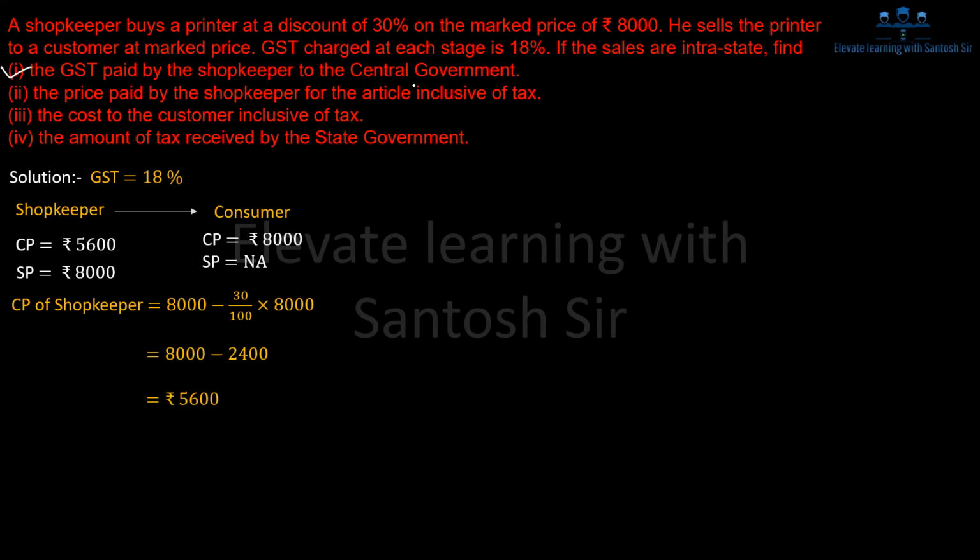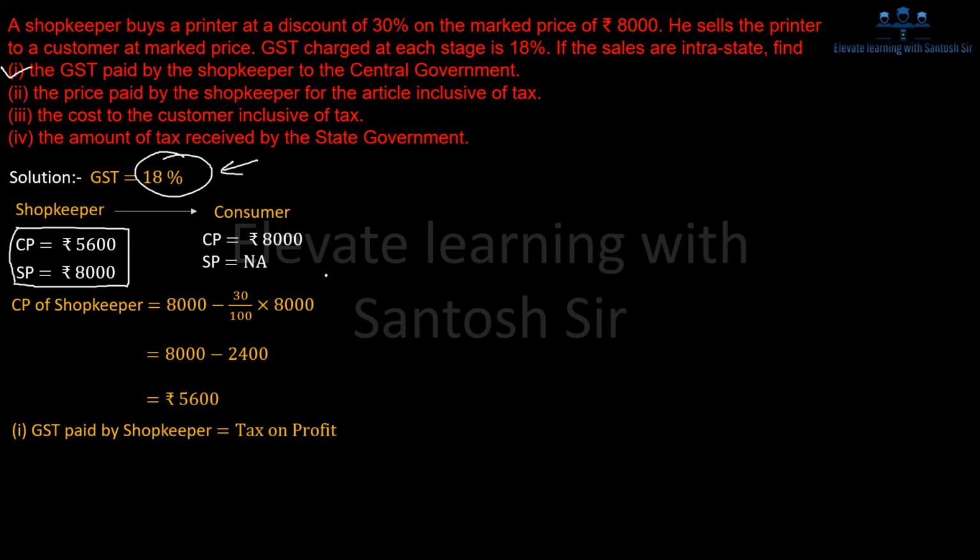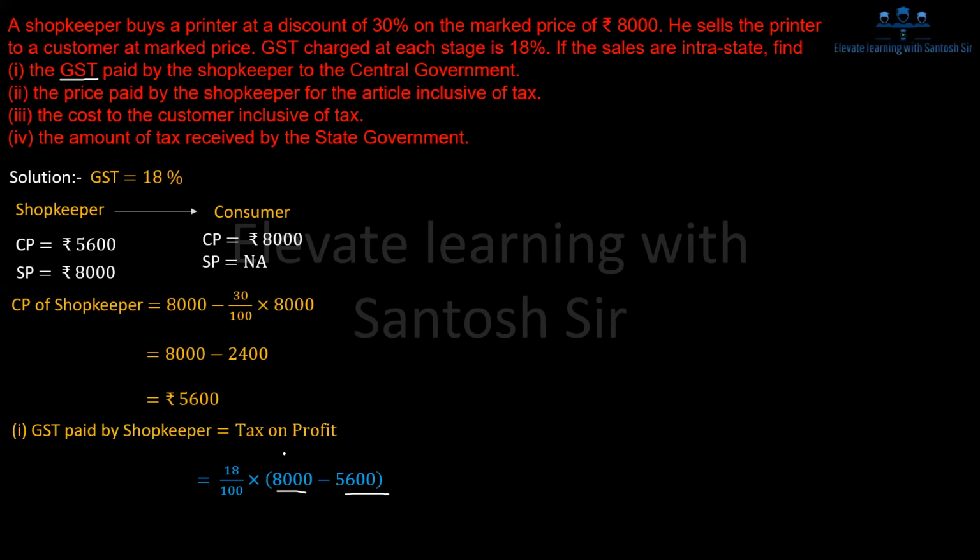GST paid by shopkeeper to the central government. We know that the net GST paid by shopkeeper will be the tax on profit. So how much is the profit of the shopkeeper? We can get his profit by subtracting his selling price minus cost price. And whatever the profit is, 18% tax will be charged on it, which is nothing but 18 upon 100, that is 18% of his profit. Profit which is given by the selling price minus the cost price. Both are available over here. On solving this ahead, we get that the GST paid by shopkeeper to the government is rupees 432.